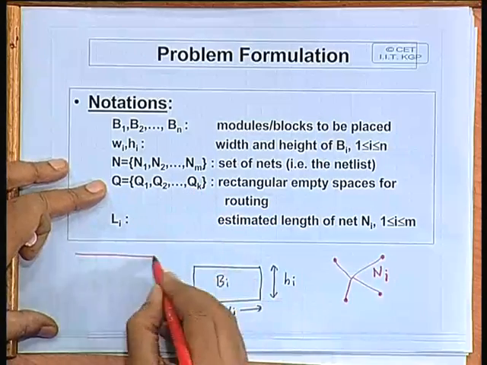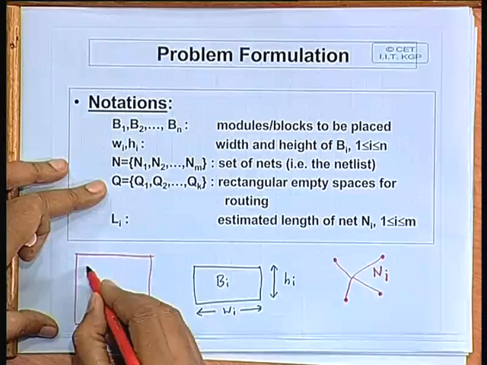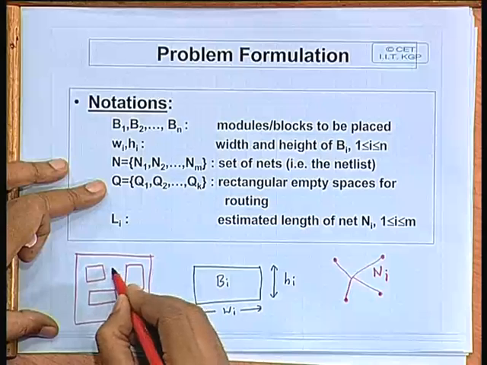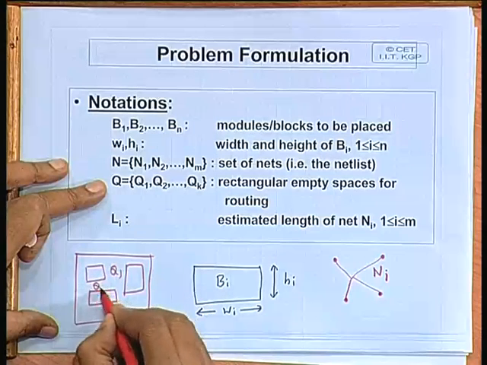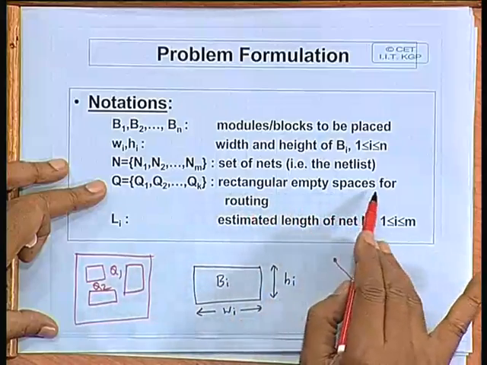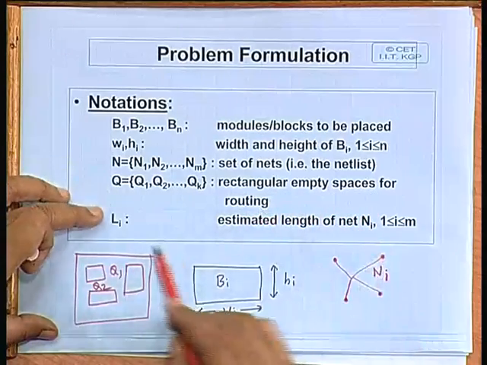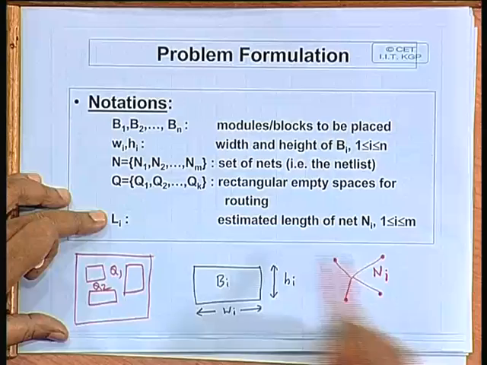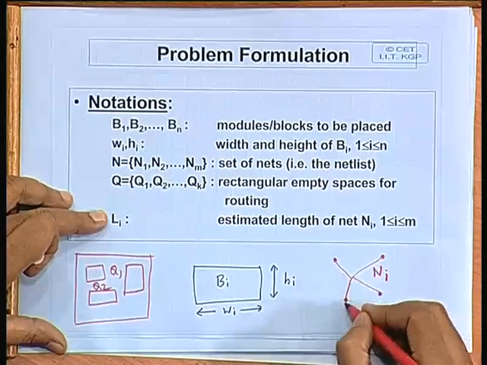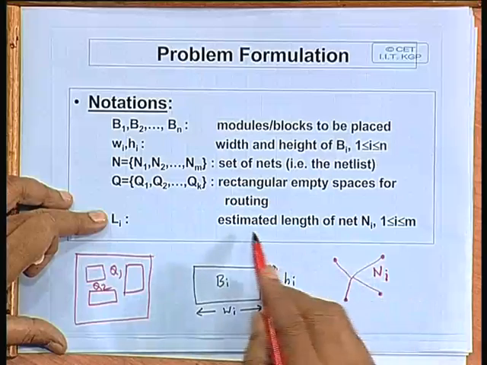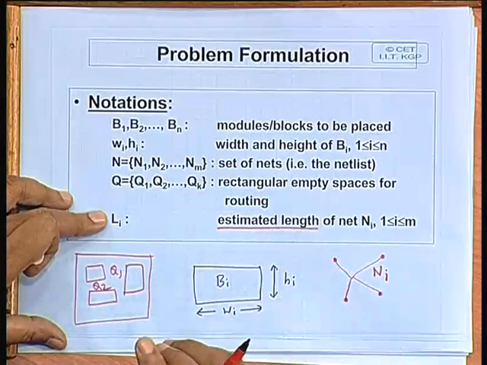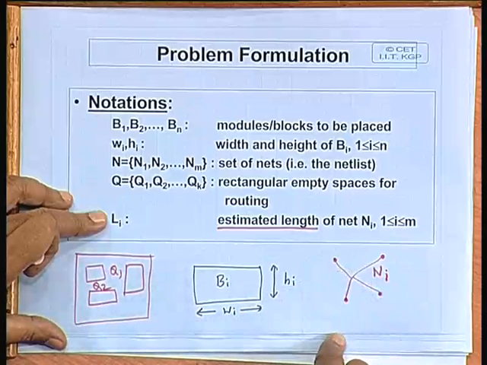Similarly, in the placement, when you place the blocks, you will be having some vacant places in between. These vacant places you call queues, Q1, Q2, etc. So, these queues are the rectangular empty spaces which are kept aside for routing, and Li denotes the estimated total length of net Ni, the total length of the wire you need to route this Ni. This is the estimated length, because at this level you are not doing the exact routing, you are only trying to find out a good estimate.